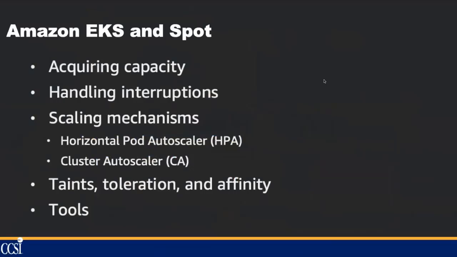Amazon EKS and Spot, here are the challenges that you're going to have, or the process you need to go through. You need to acquire the capacity for the nodes you're going to be running. You need to be able to handle any interruptions. You need a scaling mechanism.